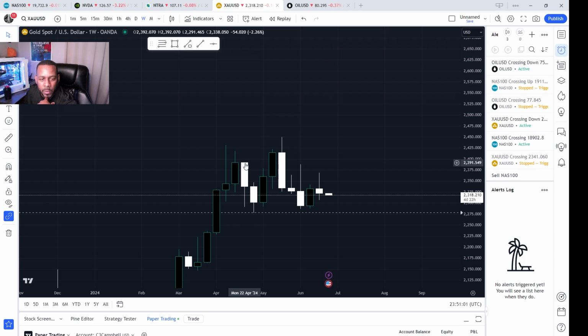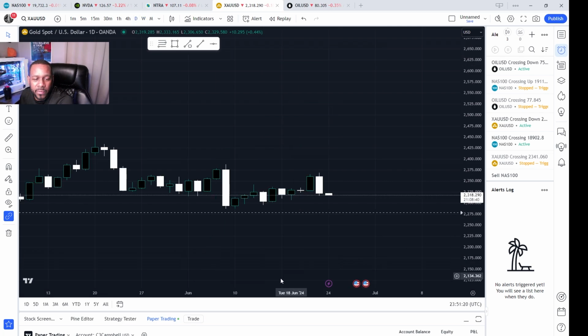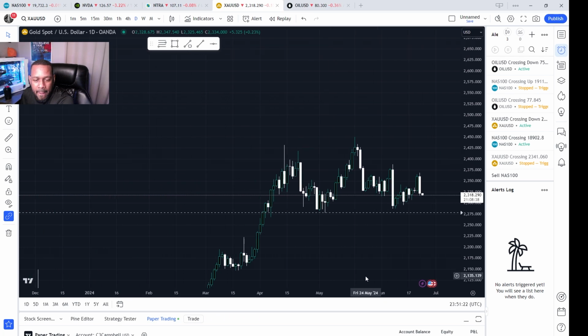We had a new high, and we had a higher high. We have a lower high right here, and vice versa, higher low and lower low. This is on a weekly. Let's go down to the daily and see if we can get some action for price to break.